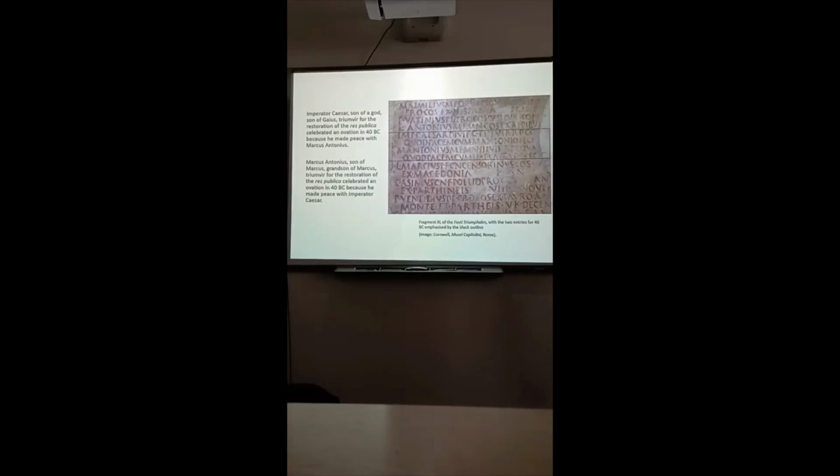And we have exactly the same entry for Mark Antony, Marcus Antonius, son of Marcus, grandson of Marcus, triumvir for the restoration of the Roman state, with res publica, celebrated an ovation in 40 because he made peace with Imperator Caesar. The inscription actually dates from the Augustan period, at least 19 BC or later. But here we can see him both referring to himself as being the son of a god or deified individual, but also his name has changed here as well, Imperator Caesar. Next slide.